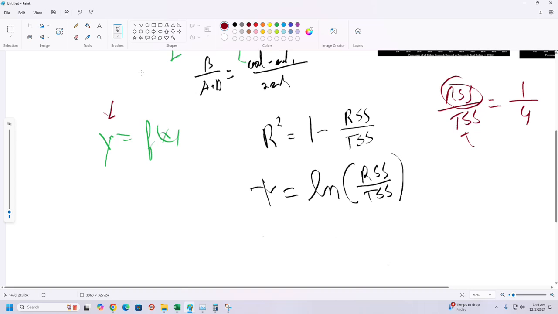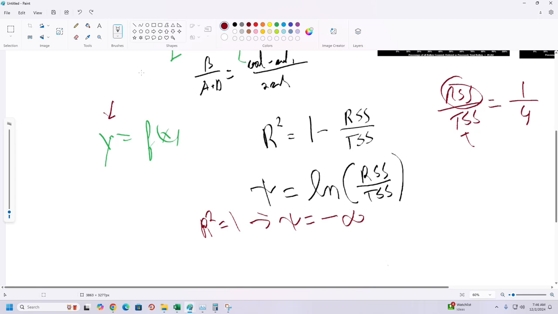Which means that an r squared equals 1 is synonymous with psi equals negative infinity. Because as your residual sum of squares goes to 0 with respect to the total sum of squares, then you have no error. Well, then the ln of 0 is negative infinity, so psi equals negative infinity. Okay.